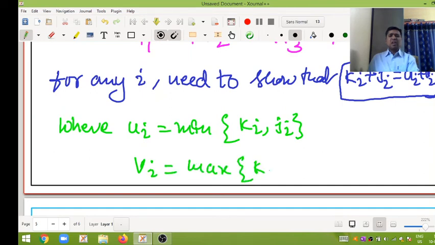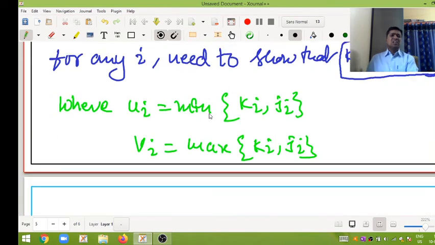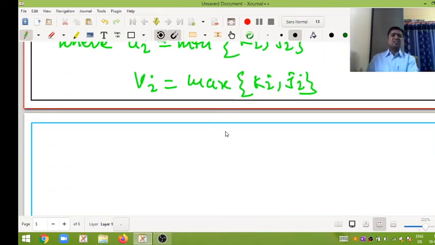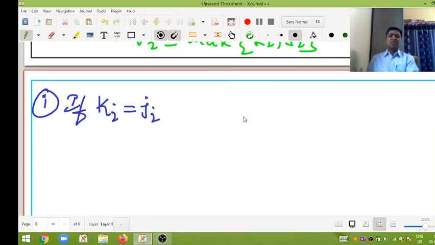Maximum of ki comma ji, my dear friends. So we all know this one. Okay, so for this purpose, to prove ki plus ji is equal to ui plus vi, there are three cases that arise here. Case 1, my dear friends: if ki is equal to ji. Next, case 2: ki is less than ji. Third case: ki greater than ji. In these three cases we will prove this condition, my dear friends.